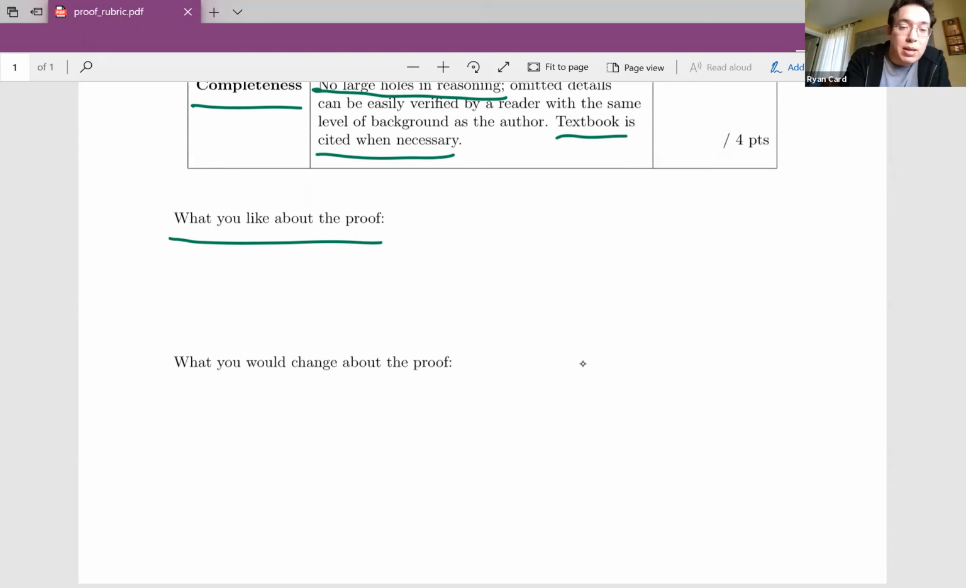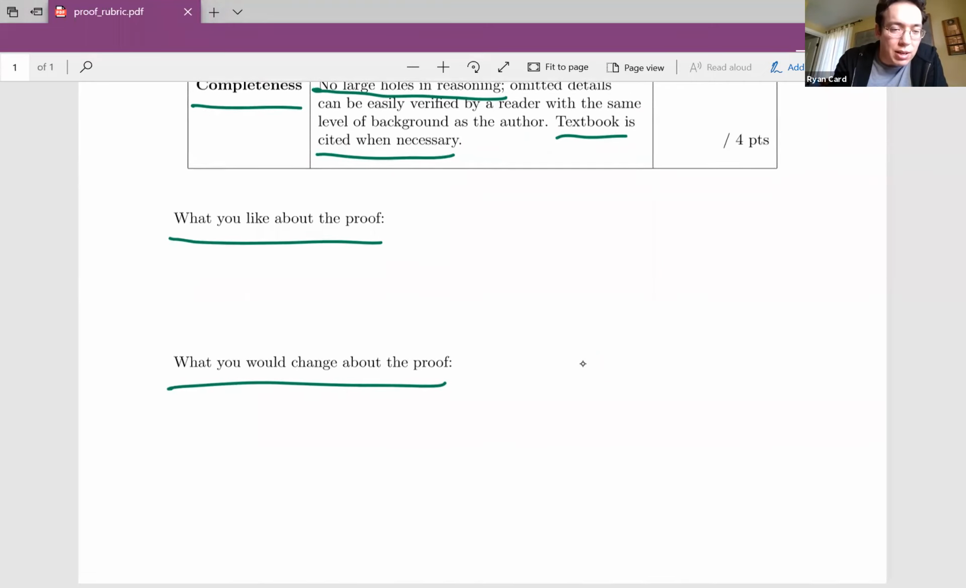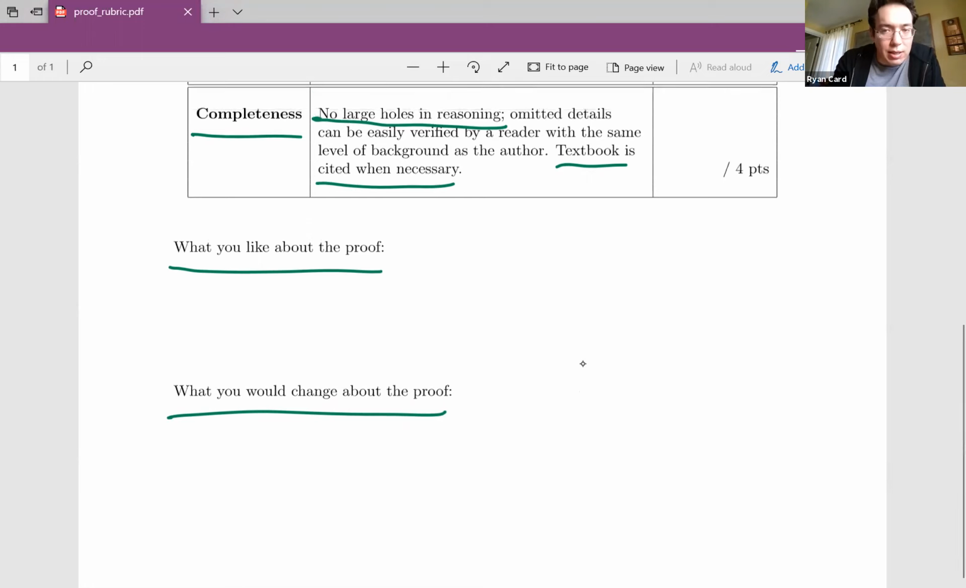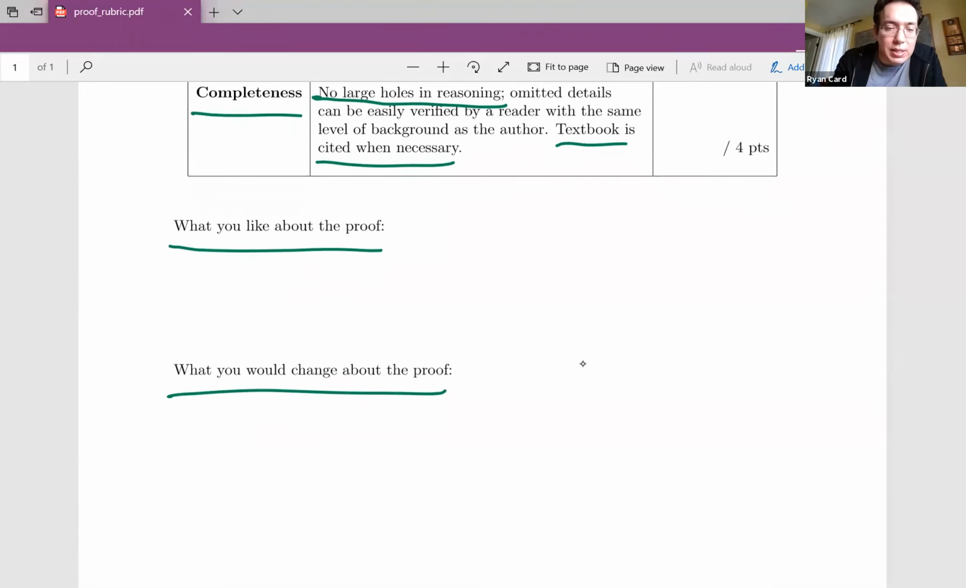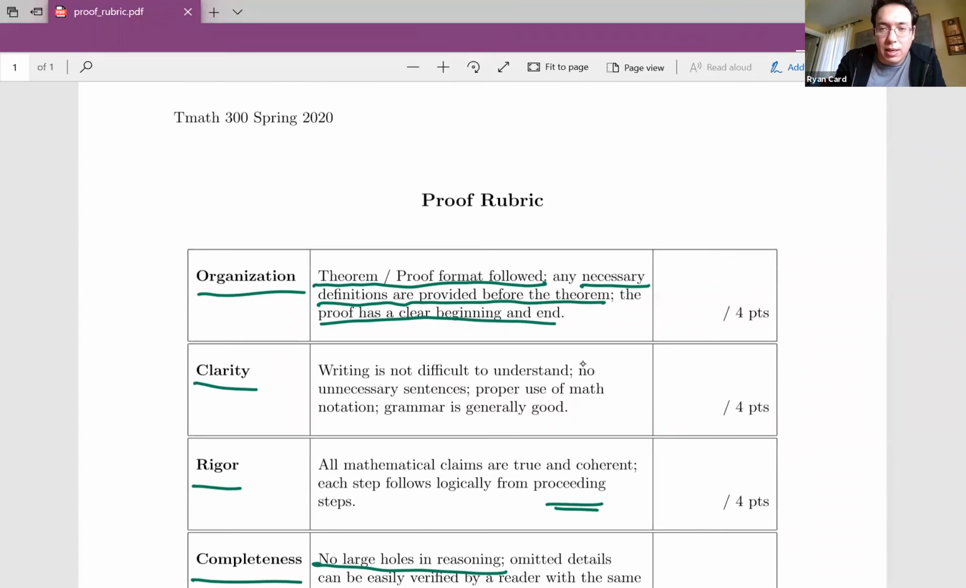Say here, and also tell something about how you would change the proof to make it better. Something like, I don't know if this sentence was necessary, or I think you should include this definition before the proof. This type of feedback. If you think you can improve a proof, I think you should say that. So say 1 or 2 things about what you would change. And this is how I want you to use the proof rubric when you do the second step of the proof workshop.